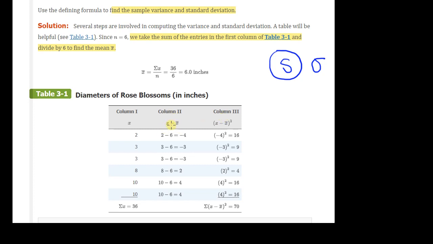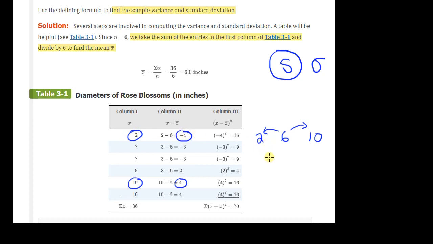mean, right? So that's x minus x bar. And then we square that difference. Basically, squaring the difference is kind of getting rid of this negative sign, so we don't care. So if here's the mean at 6, this observation 2 was 4 less than 6. An observation 10 was 4 more than 6. So notice 10 is 4 more than 6. 2 is 4 less than 6.